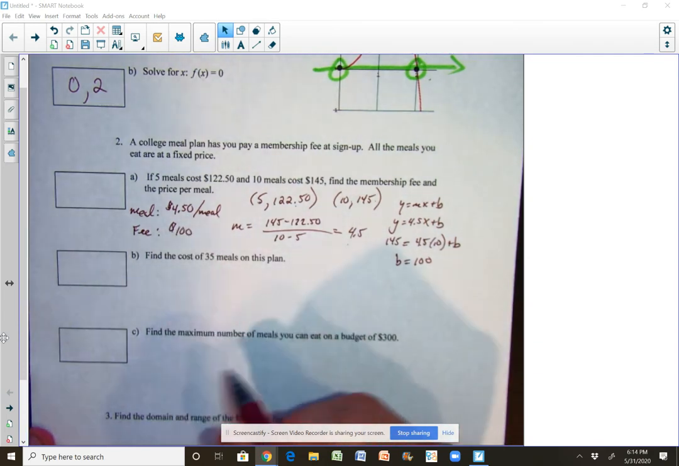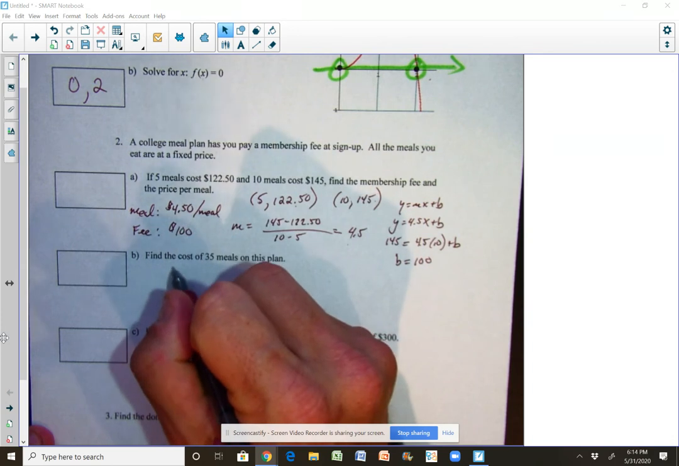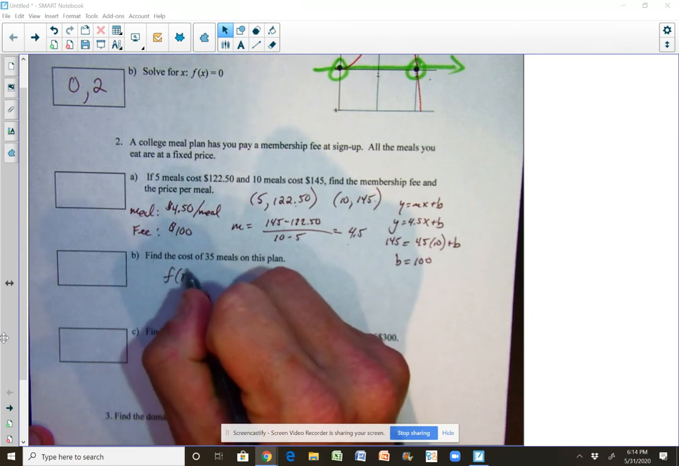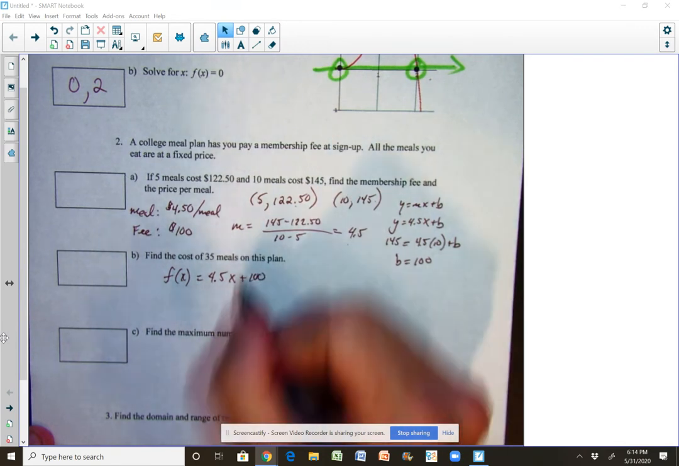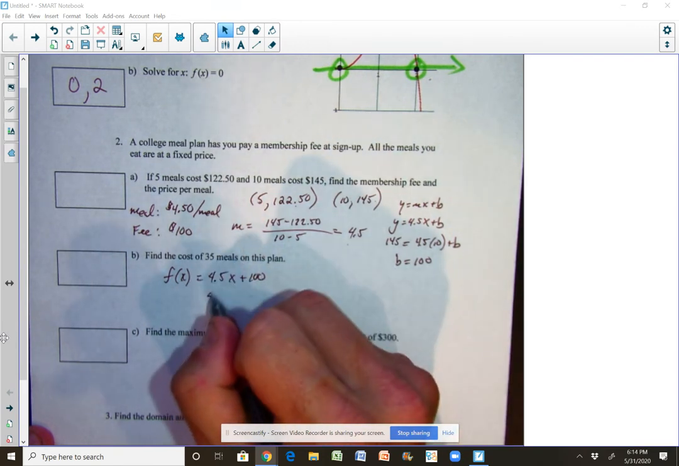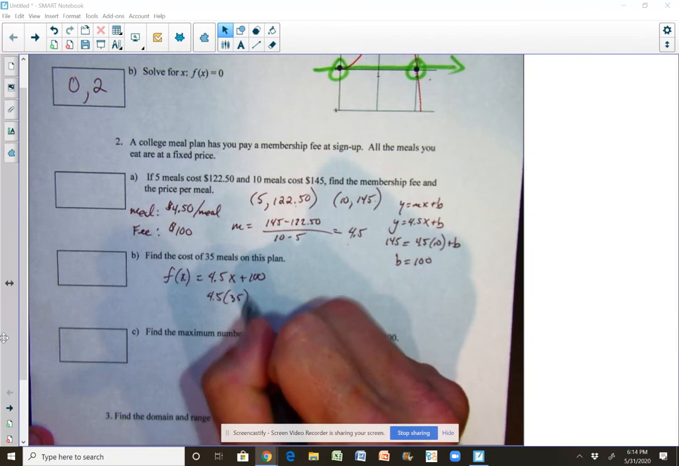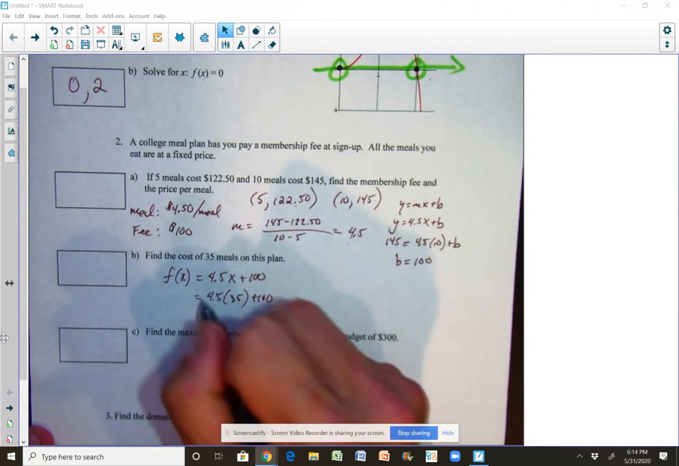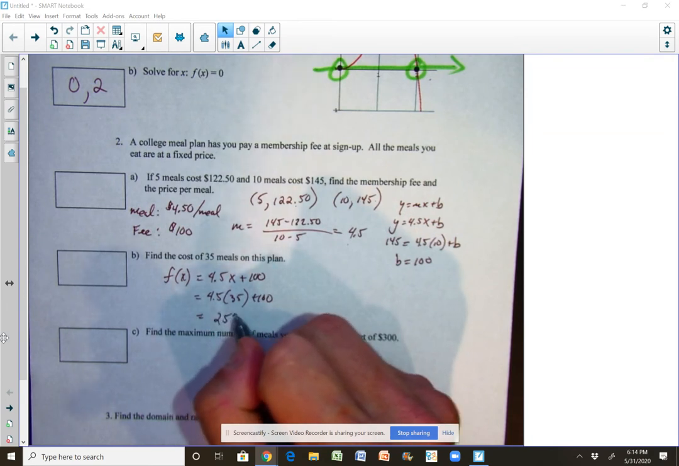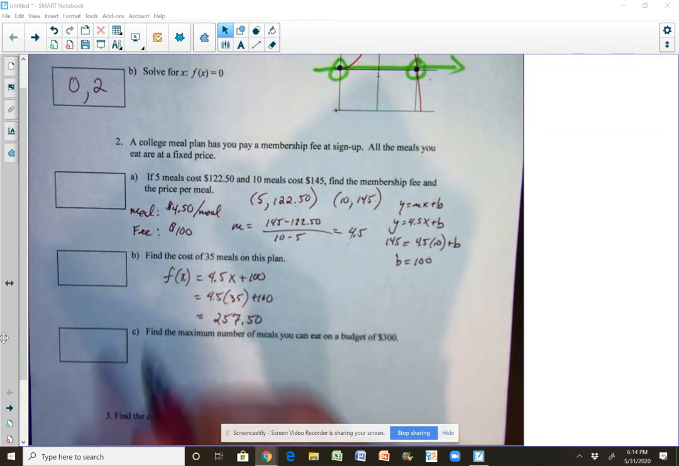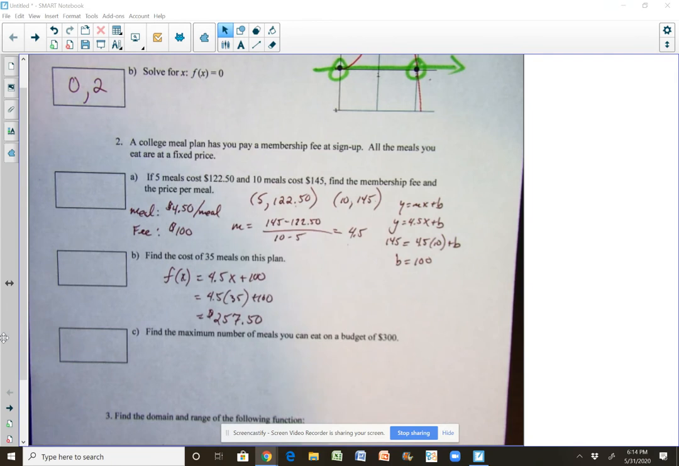So find the cost of 35 meals. Well, we have a function now for the cost, f of x. It's going to be 4.5x plus 100. So 35 meals would go there. This is just going to be 4.5 times 35 plus 100. So that value would come out to be $257.50. There's your total cost for 35 meals.